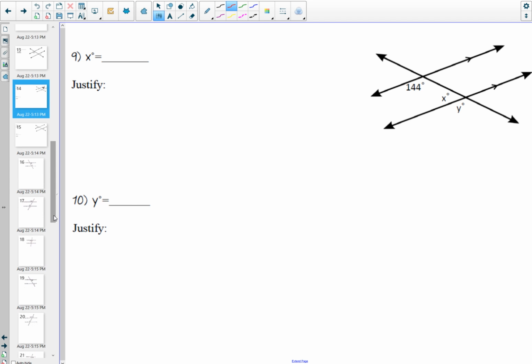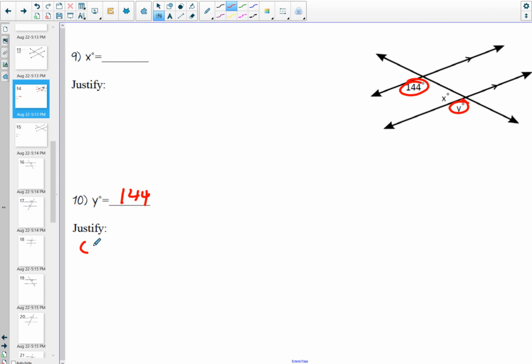Jaden, what would you say? I would say Y also. Why? Joseph, go ahead. Well, they are going to be congruent, but why? Why are they congruent? What's the relationship? They're supplementary. Congruent. Well, congruent is what makes it 144. Why are they congruent? What is the relationship between the Y?